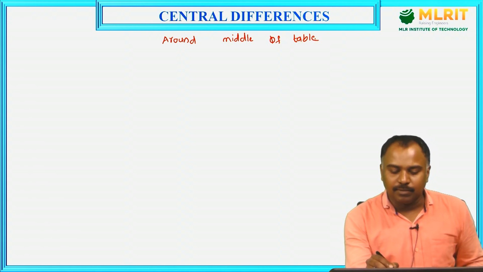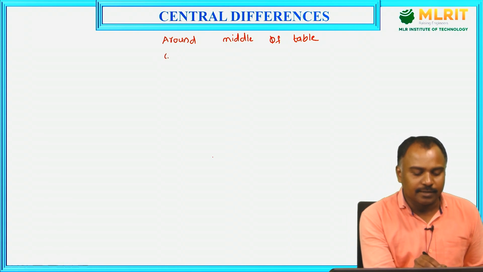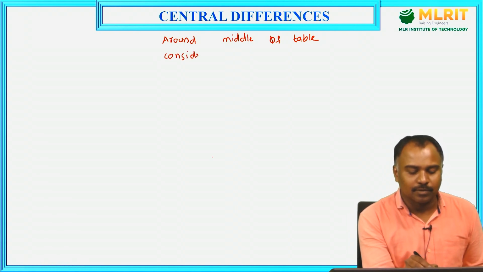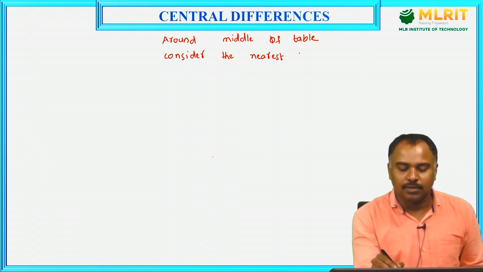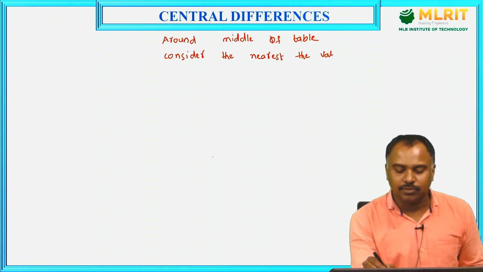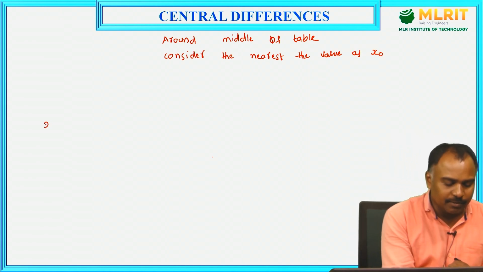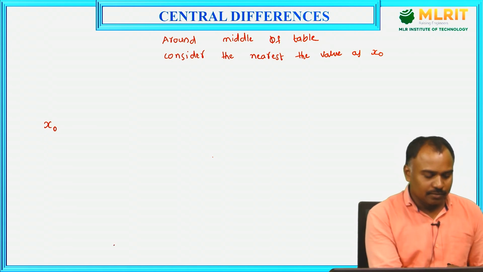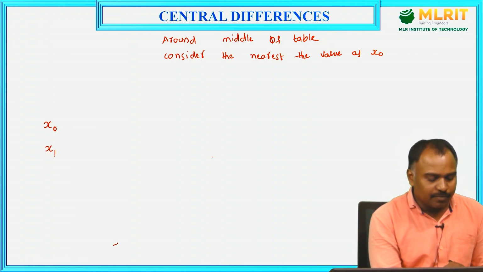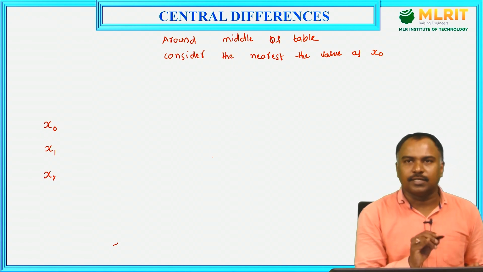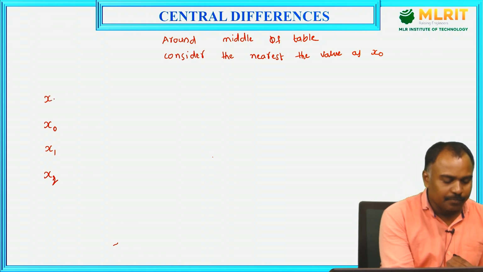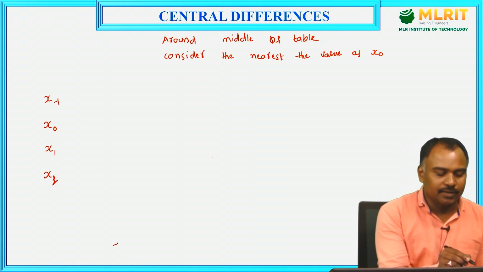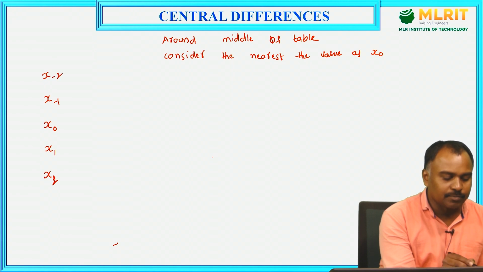If the value is located in the middle of the table, we consider the nearest value as x0. So let us assume the nearest value is located here, we consider it x0. The next values we denote with positive signs, x1, x2, and so on. Just let us understand the formula. I am considering a few values, where the previous values we consider with negative signs: x minus 1, x minus 2.